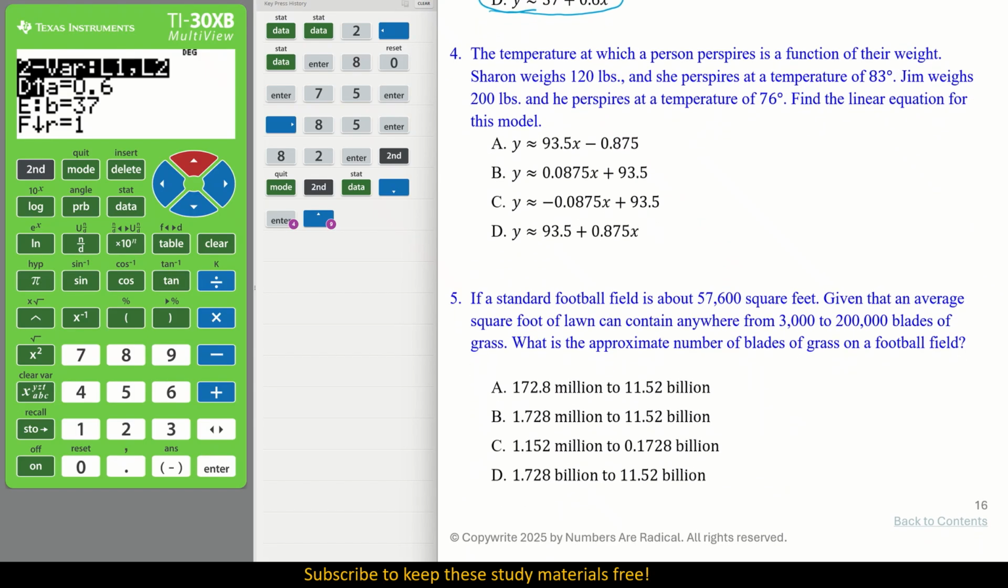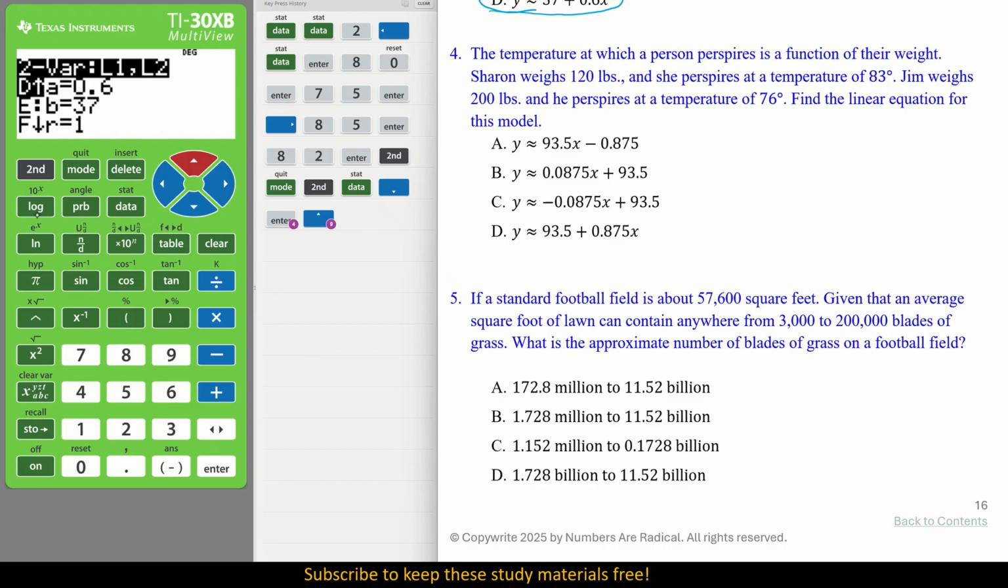And let's talk about number 4. The temperature at which a person perspires is a function of their weight. Sharon weighs 120 pounds and she perspires at a temperature of 83 degrees. Jim weighs 200 pounds and he perspires at a temperature of 76 degrees. Find the linear equation for this model.